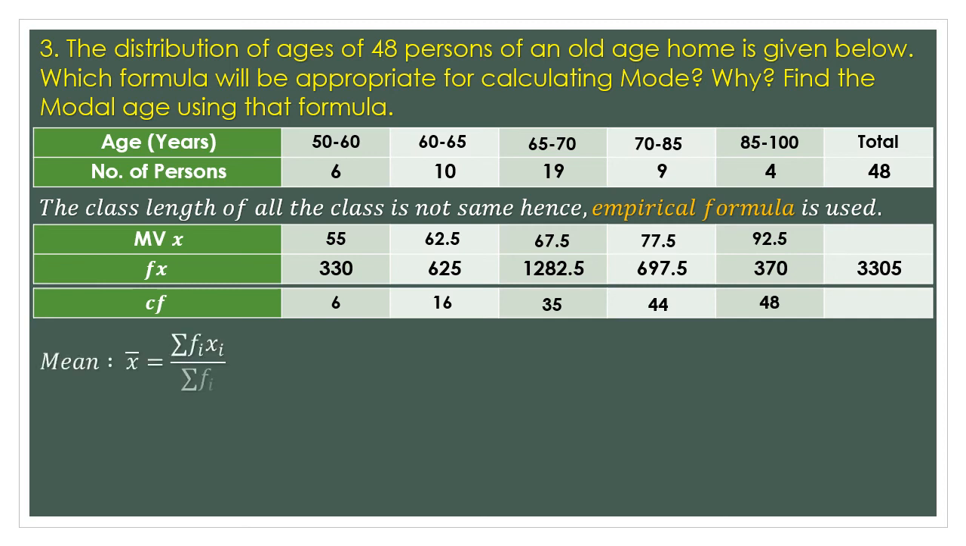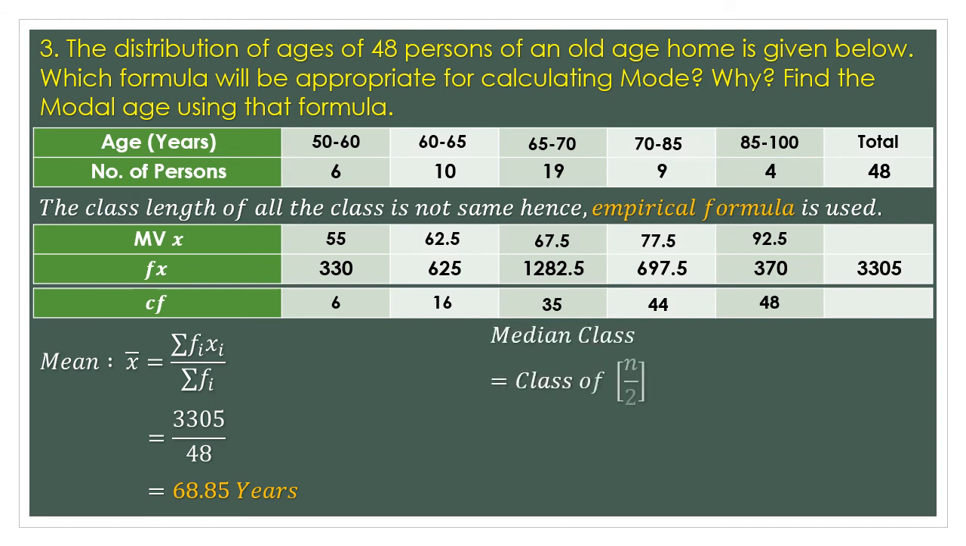Next we have to start with calculating mean. Now because I am only using the simple formula of mean, it is not going to take that long. 3305 upon 48 is 68.85 years. So the mean age is 68.85 years of the people living in the old age home.